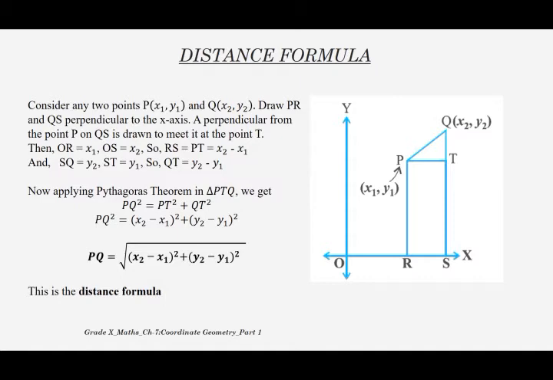Now we'll apply Pythagoras theorem for triangle PTQ right angled at T. Then we get PQ square is equal to PT square plus QT square. That is (x2 minus x1) the whole square plus (y2 minus y1) the whole square. We need only the distance. So PQ is equal to root of (x2 minus x1) the whole square plus (y2 minus y1) the whole square. This is the distance formula.